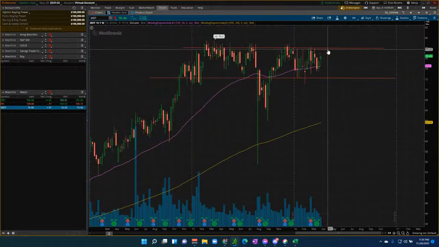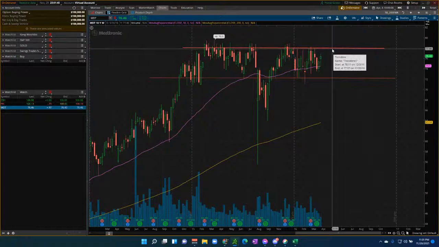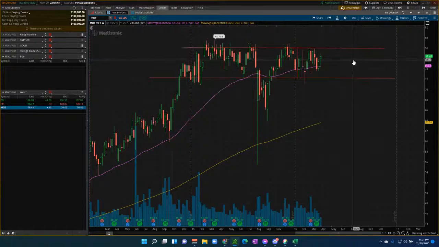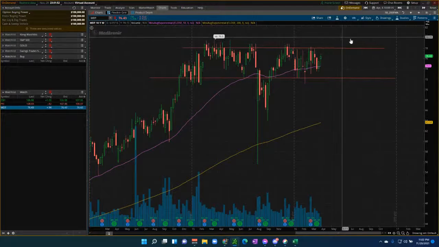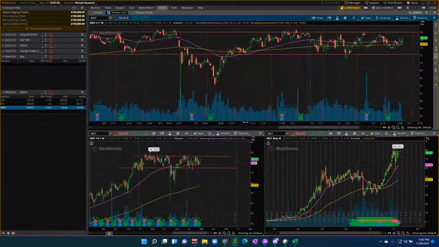So we're close to the top of this range. We can either watch this for a breakout play where we get in when price is up here, or get in when price is close to here. So this is a watch for now. Nothing to really do yet.